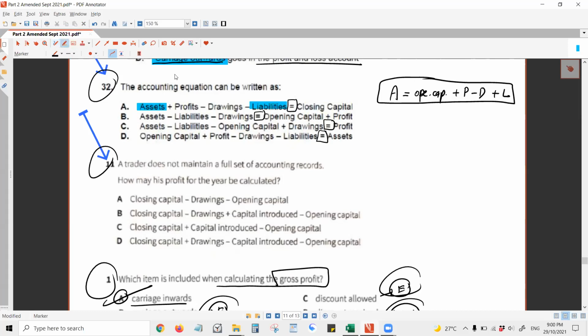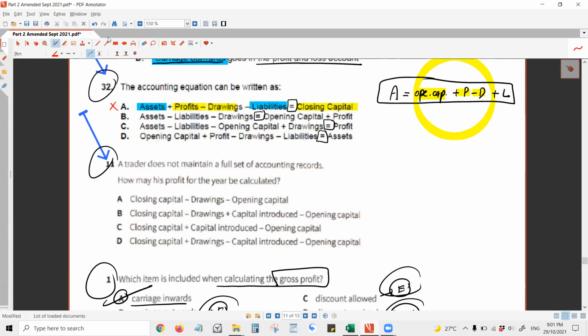First one, we have to put the closing capital aside in the equation. Is there closing capital in this equation? No. So A is wrong. Because it's impossible to have all this together, right? It has been replaced with opening capital plus drawing plus profit minus drawing. So A is wrong.